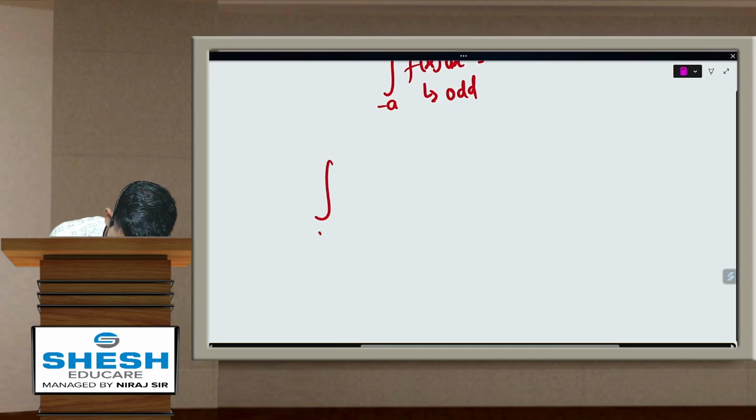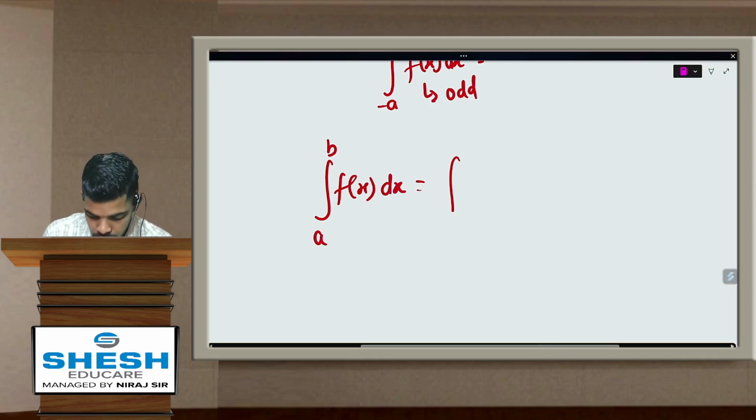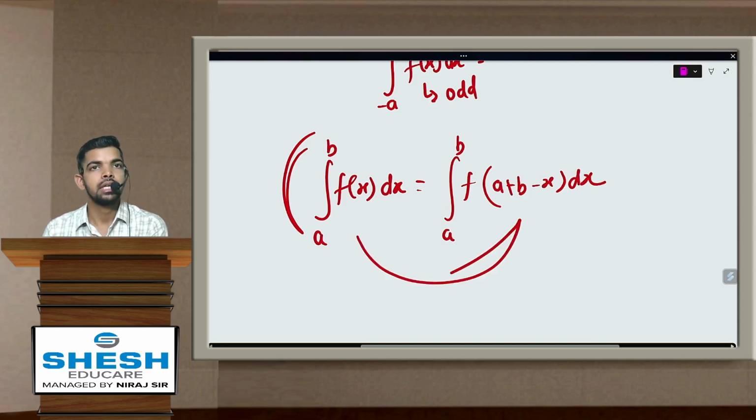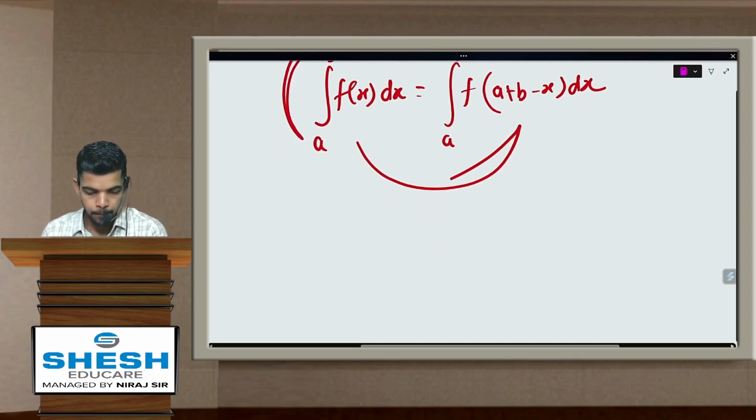Similarly, you can write a to b f of x dx. We usually write this as a to b f of, add both the limits and subtract x from it, a plus b minus x dx. Both of them are the same, one and the same. Okay, this is the formula. Now let's do a few questions.